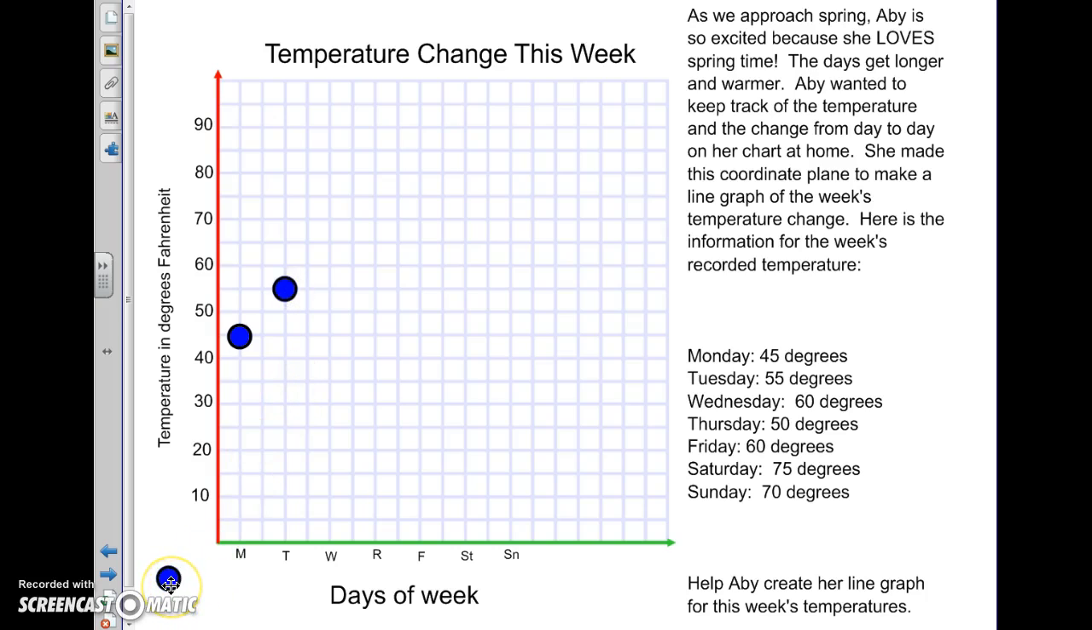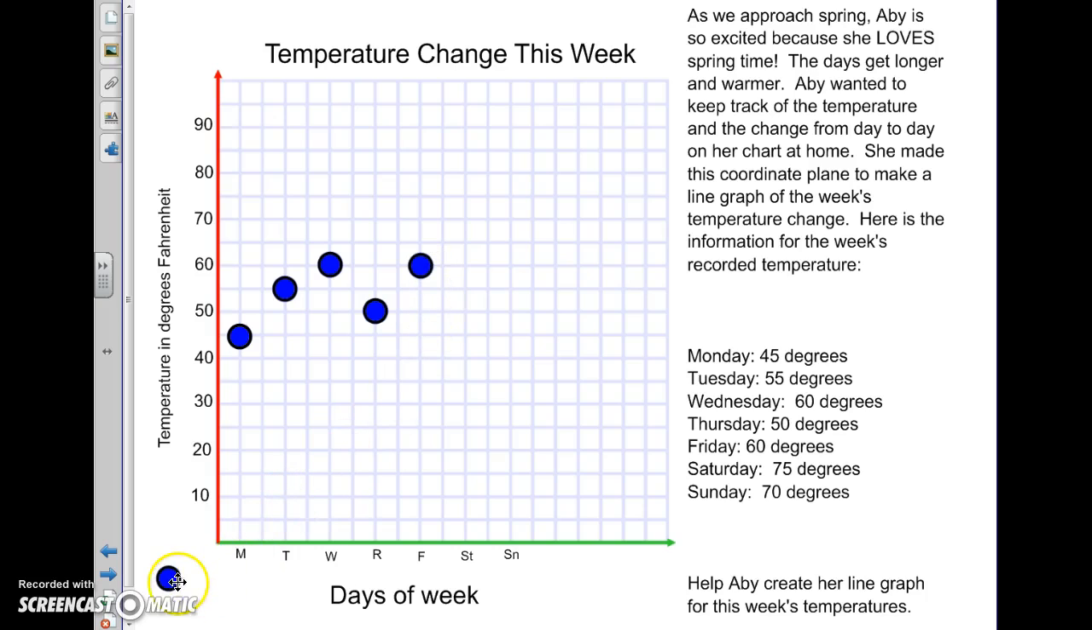Wednesday got a little bit warmer still, up to 60, so Wednesday we're going to go up to 60. And Thursday cooled down a little bit, so we go to Thursday and it went down to 50 degrees. Still isn't too bad right now. Sounds pretty good. And Friday bumped up again, got warmer. Sun came out, got up to 60.